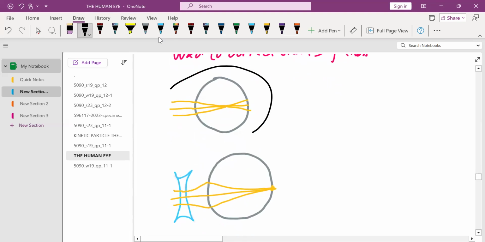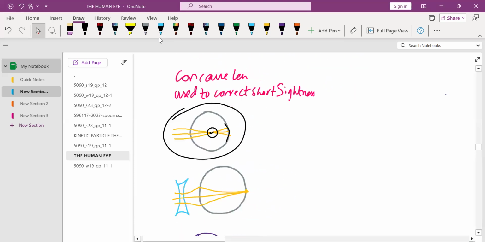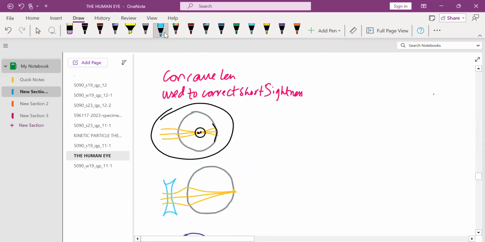In this case, you can see that the image is formed before the retina. This is the retina, and the image is formed here. This is known as myopia. To cure this, a concave lens is used to correct short-sightedness. Such questions can come in MCQ paper 1. When this concave lens is used, the image is formed on the retina. So in short-sightedness, the image is formed before the retina. However, in long-sightedness, the image is formed after the retina.